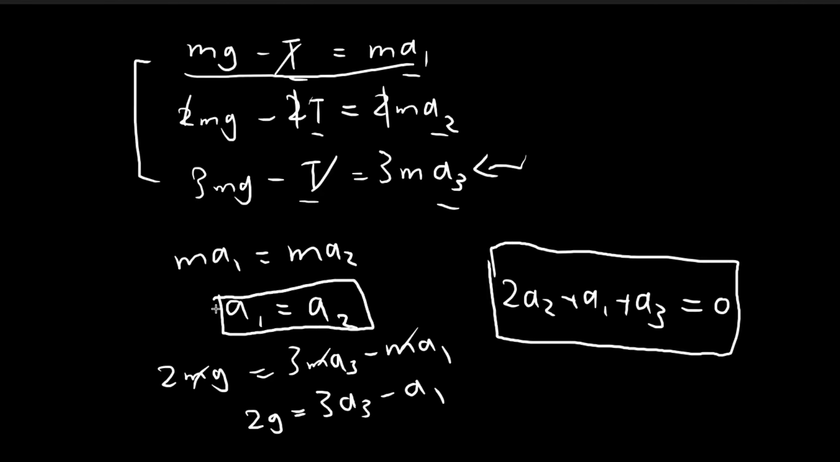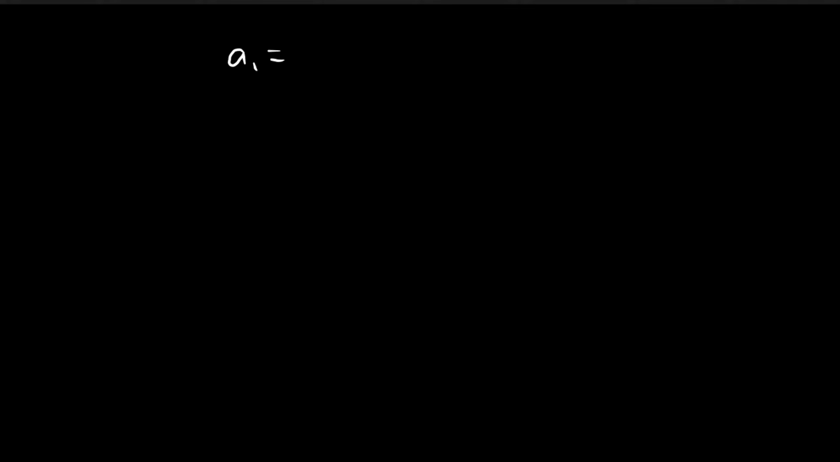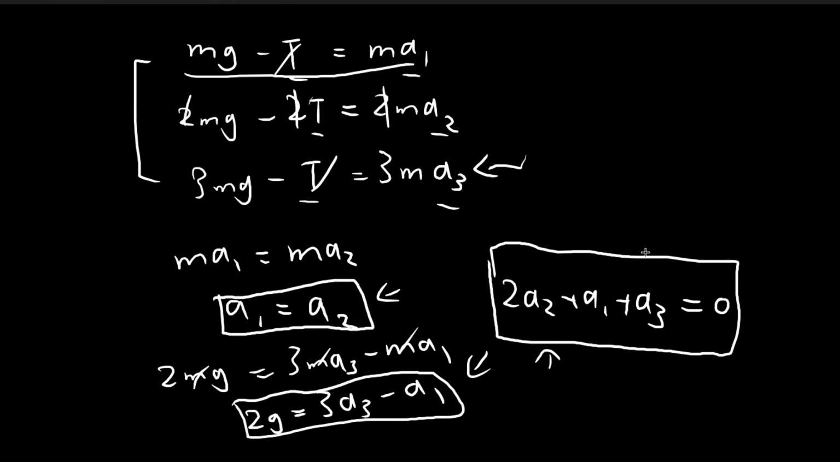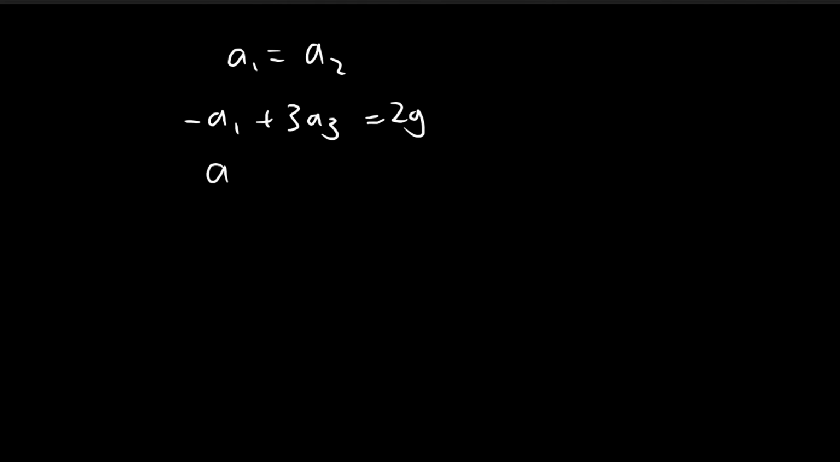Now we have 3 equations and 3 unknowns. If we solve this, then we will be able to solve this problem. So let's just copy out what we have so far. We have a1 equal to a2. We have negative a1 plus 3a3 is equal to 2g. And then we also have this final expression over here: a1 plus 2a2 plus a3 is equal to 0.